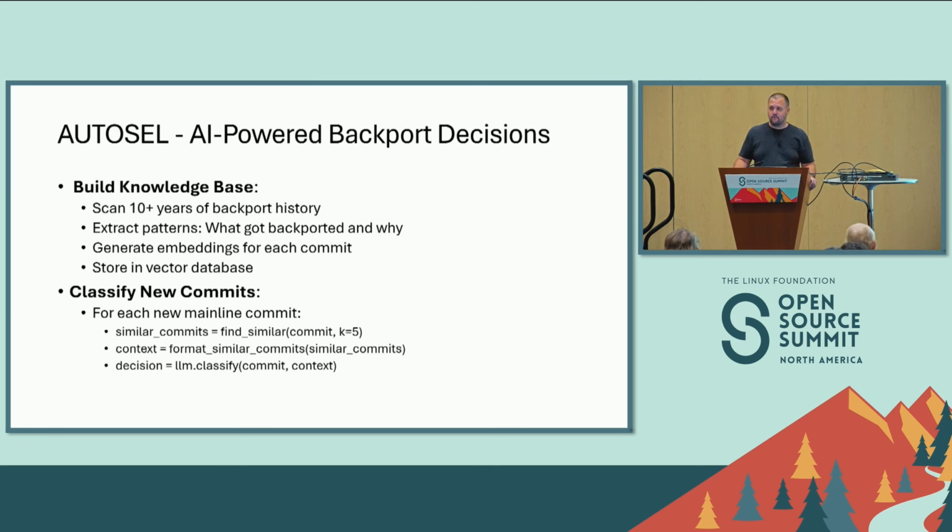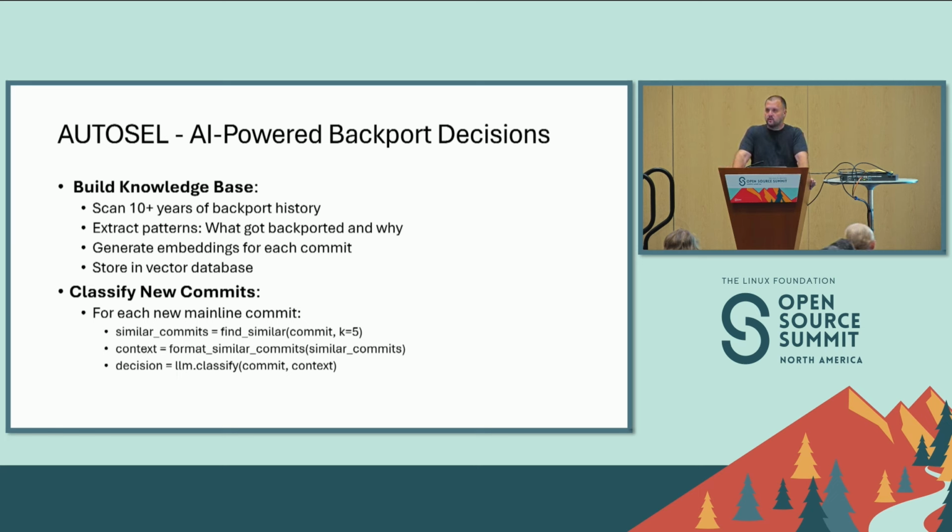So we had Autosel for a while now, and before it was very primitive. It used the keyword system. The first edition of Autosel was just looking for words: fix, correct, crash, stuff like that. It would then score a commit based on how many keywords it found, and we would try and do our best with that.